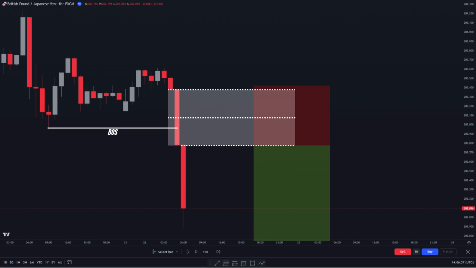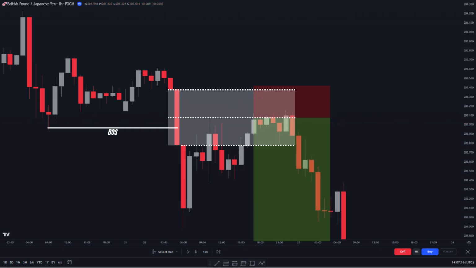Instead of entering at the start of the gap, we enter at the 50% mark of the fair value gap. This way, we reduce the risk per trade while maximizing potential profits. All you need to do is wait for the price to pull back and reach your entry point. From there, execute your sell orders, and the price will most likely drop and hit your target.